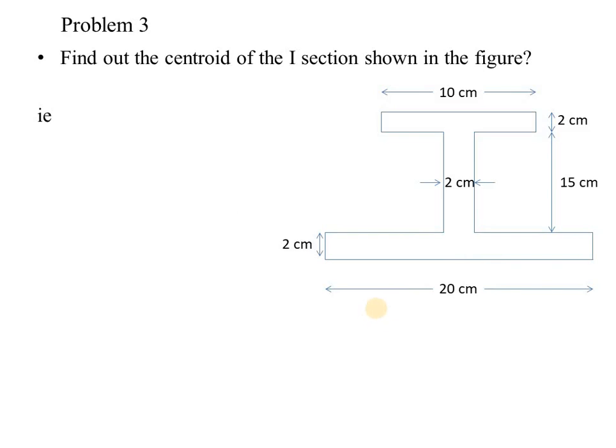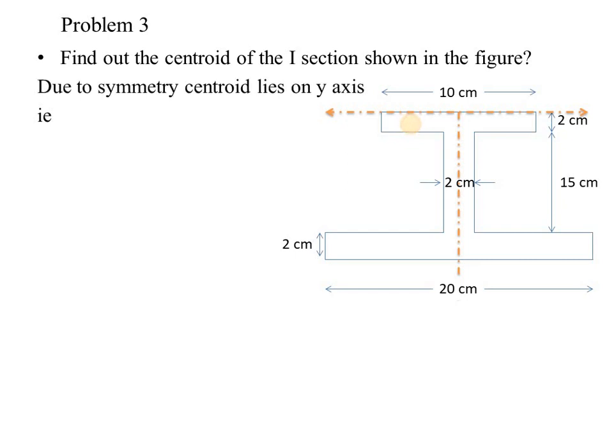Find out the centroid of the I section shown in the figure. First of all, we have to consider the x and y axes conveniently. So, here we are considering the x and y axes such that the y-axis is cutting the entire section into two equal halves and the x-axis is passing through the top of the section. Okay. As in the previous case, due to symmetry, the centroid lies on the y-axis. That is, x bar will be equal to 0. Clear? Now, we have to find out the y bar distance as in the previous case.